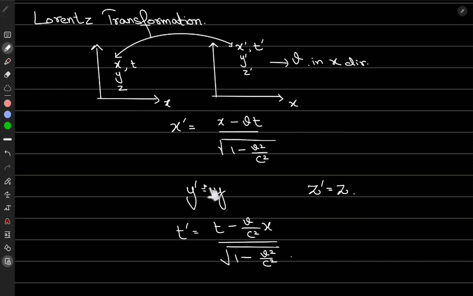Now, these equations that I have written down over here describe how the coordinates of an event in one inertial frame are related to the coordinates of the same event in another inertial frame that is moving relative to the first frame with, again, a constant velocity. These are the foundation of the theory of special relativity and have many important applications, such as in the study of high energy physics, cosmology, and the behavior of particles at relativistic speeds.